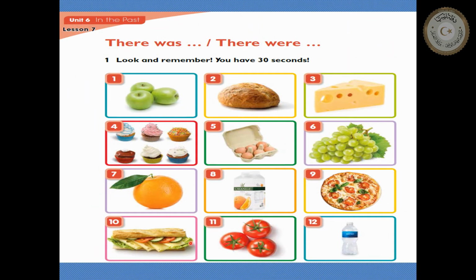Now again, the same pictures. What can you see here? We can see a lot of things. Now, I'm going to ask you and you tell me what you can see. Apples. There are 3 apples. Orange. There is 1 orange. Pizza. There's a pizza. There is a sandwich. There is bread.